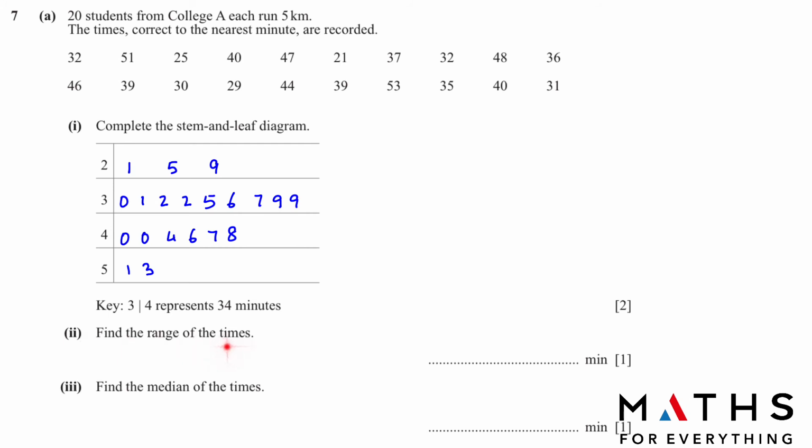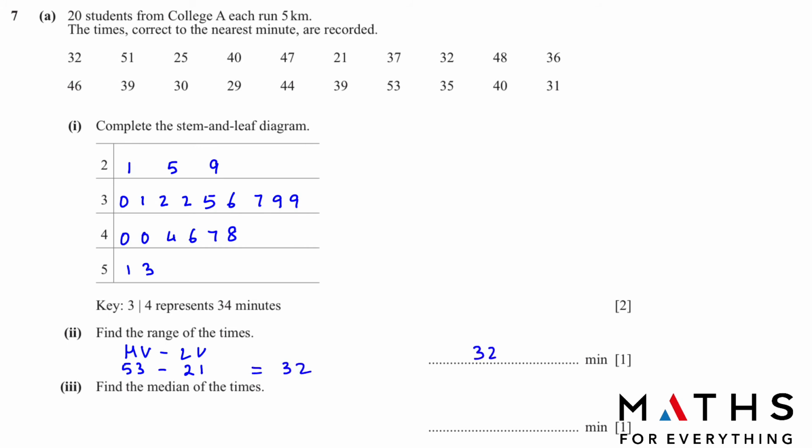Find the range of the times. To find the range, we take the highest value minus the lowest value. Our highest value is 53 and our lowest value is 21. That will give us 32 minutes.